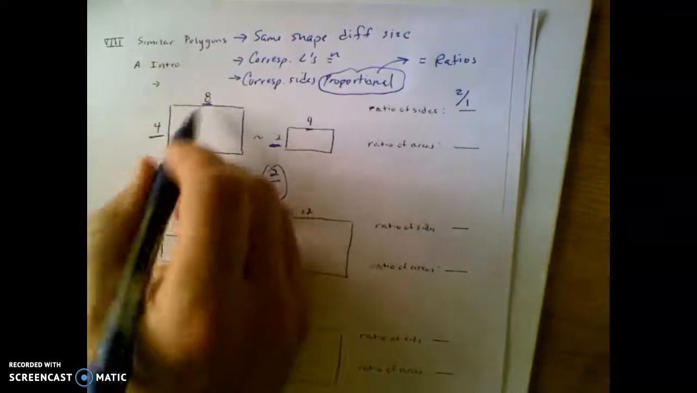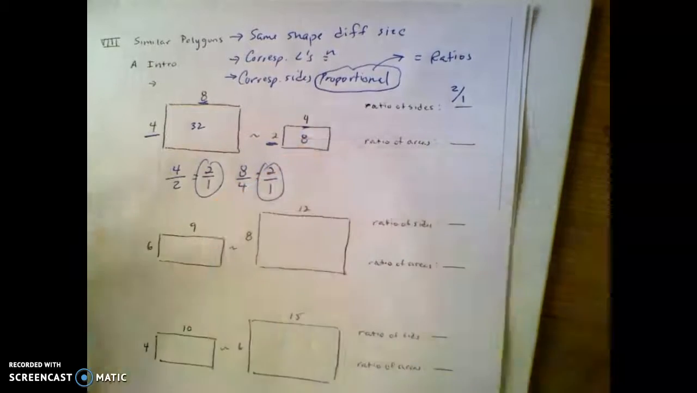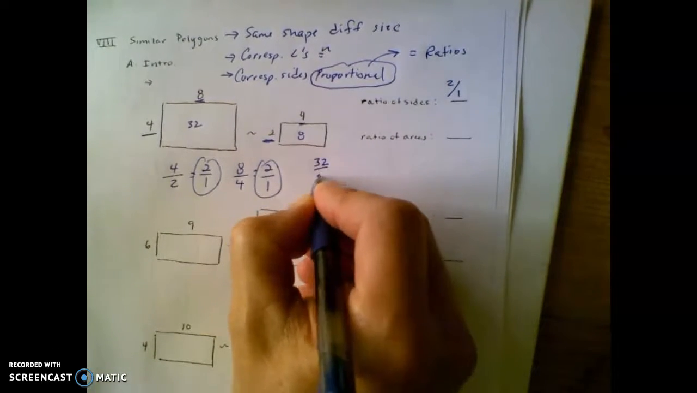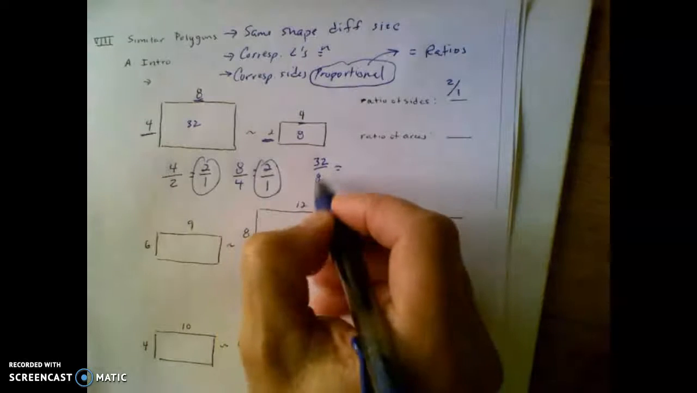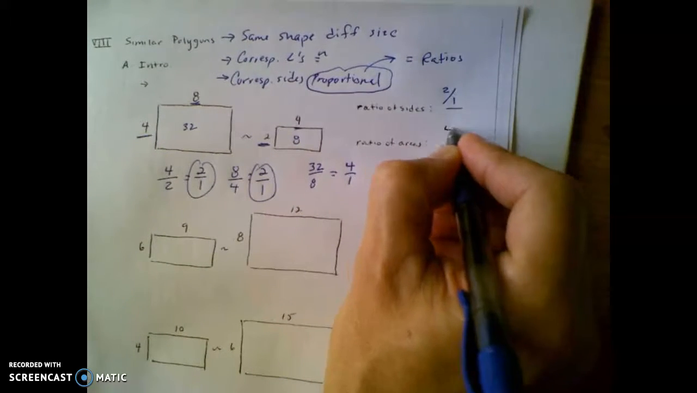The ratio of the areas, well, I got to calculate the area. 8 times 4 is what, 32? 2 times 4 is 8, so that's the area of those two. So if I put those into a ratio, 32 over 8, well, I can reduce that. 8 goes into 32 4 times, so that's 4 to 1. So the areas are 4 to 1.